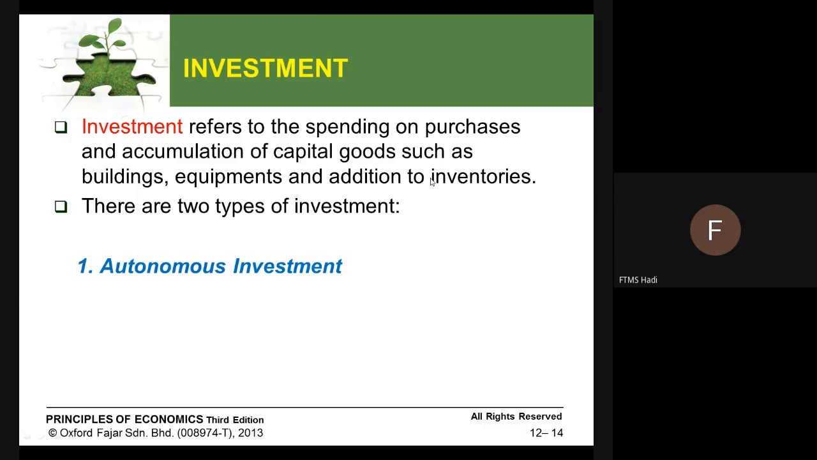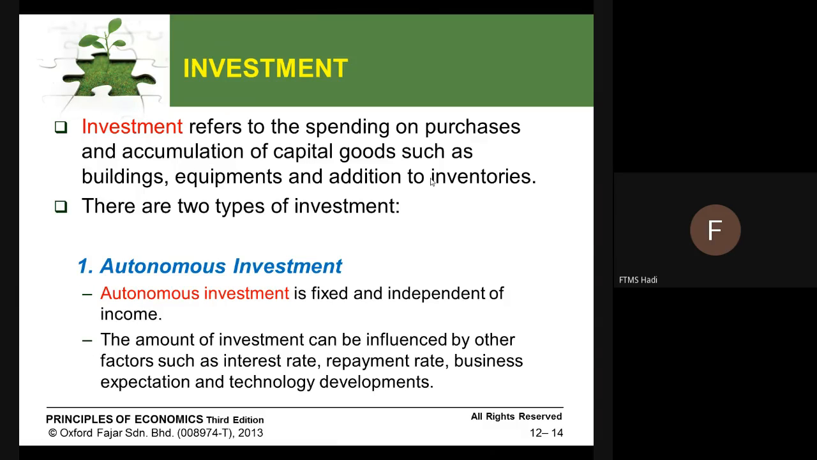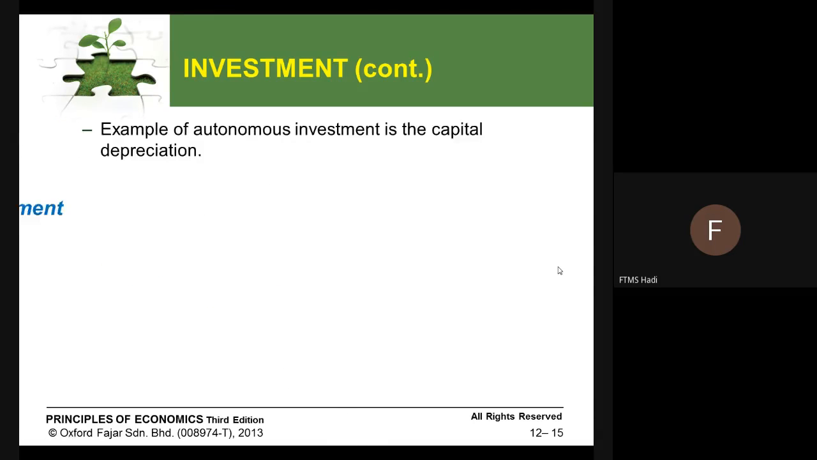There are two types of investment, the first being autonomous investment. Autonomous means that it is fixed and independent of income. That means it is not related to income. No matter whether the income is high or low, the investment is still there and fixed. The few influences are interest rate, repayment rate, business expectation, and technology development. An example here is capital depreciation.